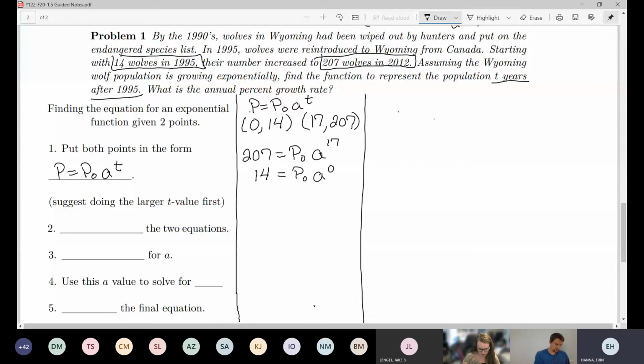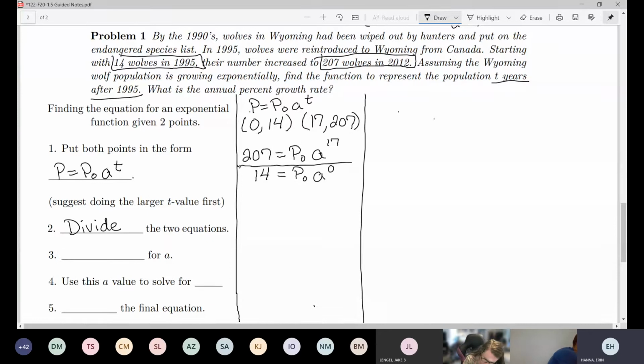Now, just like with linear equations, sometimes you have a little bit of a shortcut. So here we could take a shortcut to figure out what P naught is, but I'm not going to because I always want to make sure you have the full process in your notes somewhere. So we're not going to use that shortcut. I'm going to talk about it a bit later, but we're going to do this full out as if we didn't already know what P naught is. Technically, we know it's 14 because P naught is when t is 0. But anyway, we write them in this format, and then we're going to divide the two equations, which is why I strategically suggest doing the larger t value first and writing them one on top of the other.